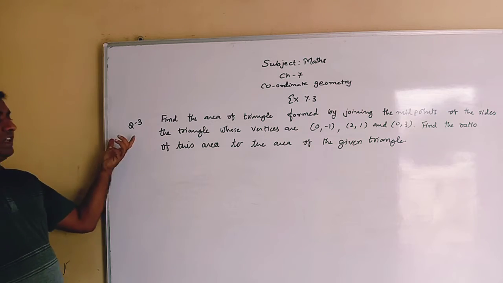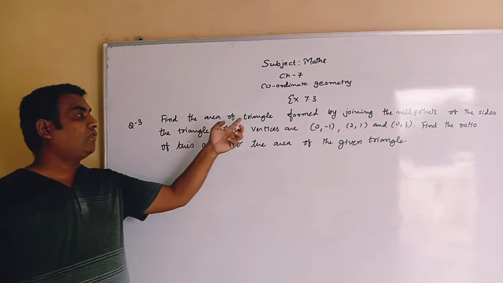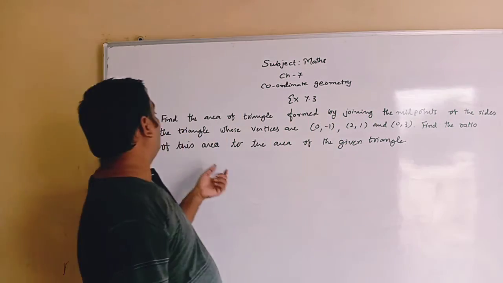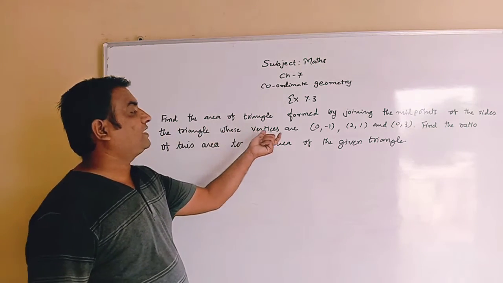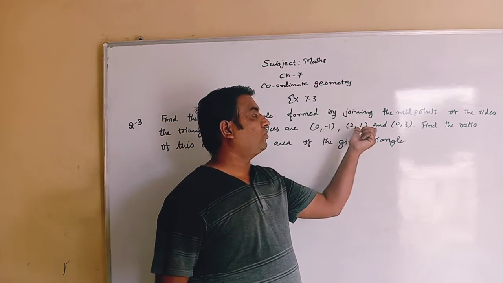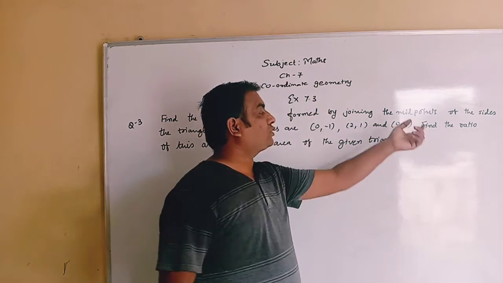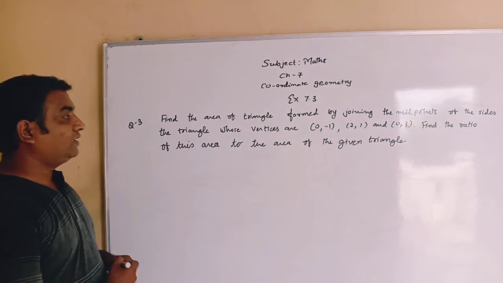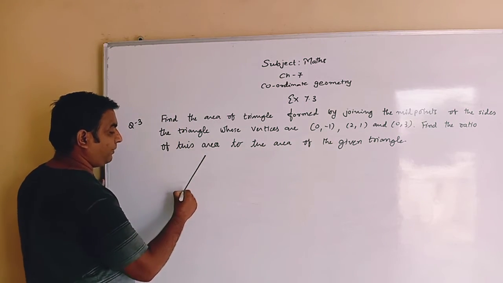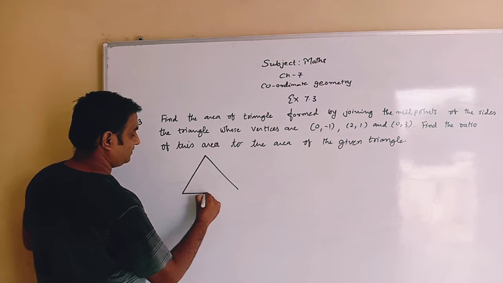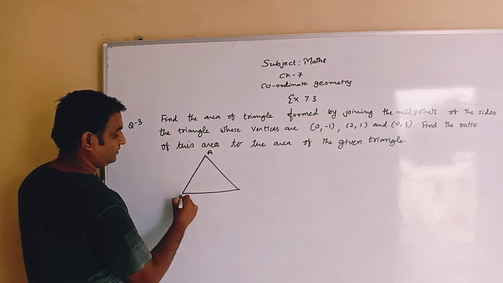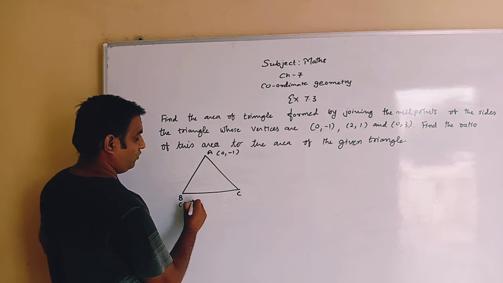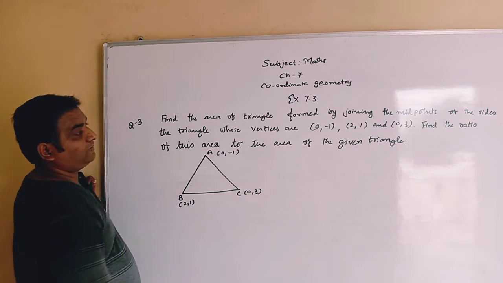Now we have question 3. Find the area of the triangle formed by joining the midpoints of the sides of the triangle whose vertices are (0, -1), (2, 1) and (0, 3). Also find the ratio of this area to the area of the given triangle. So first we draw the given triangle ABC. It is (0, -1), (2, 1) and (0, 3).